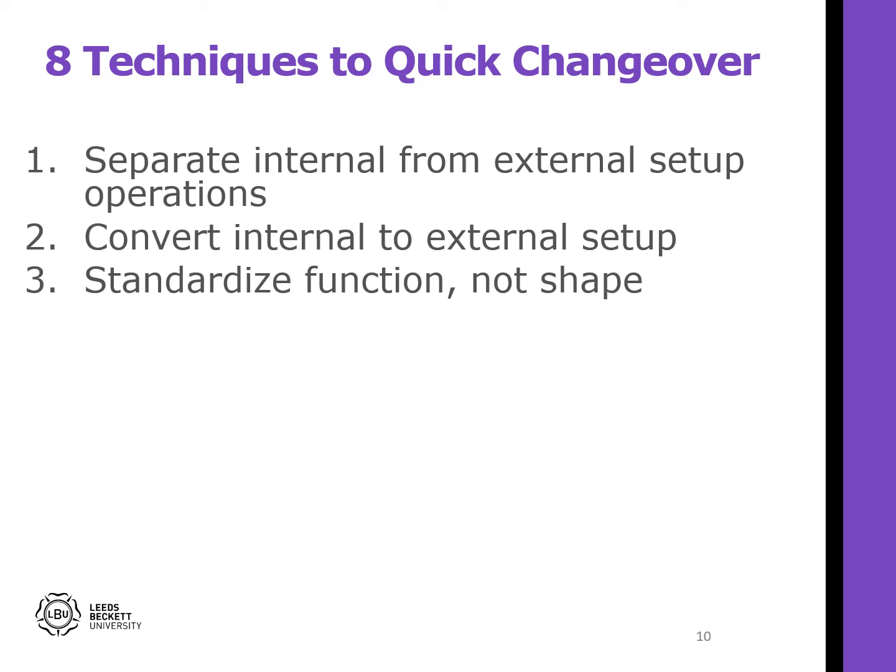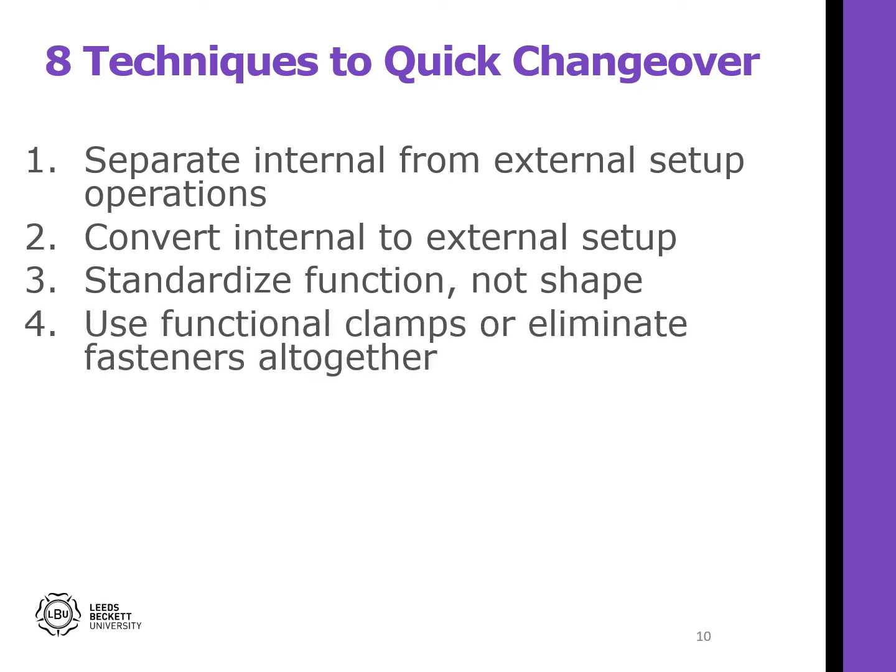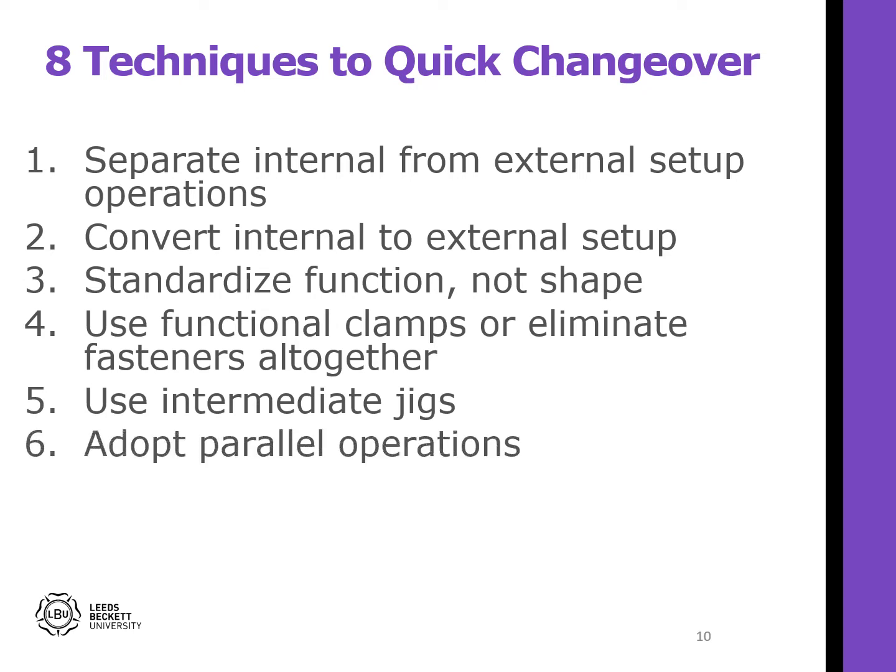Standardize functions and shapes, sorry, not shapes. Use functional clamps. We'll have a look at some of these examples in jigs. Adopt parallel operations, so things can be done at the same time. Eliminate adjustments. You don't want to be tweaking anything, fine tuning and stuff like that. That takes time.